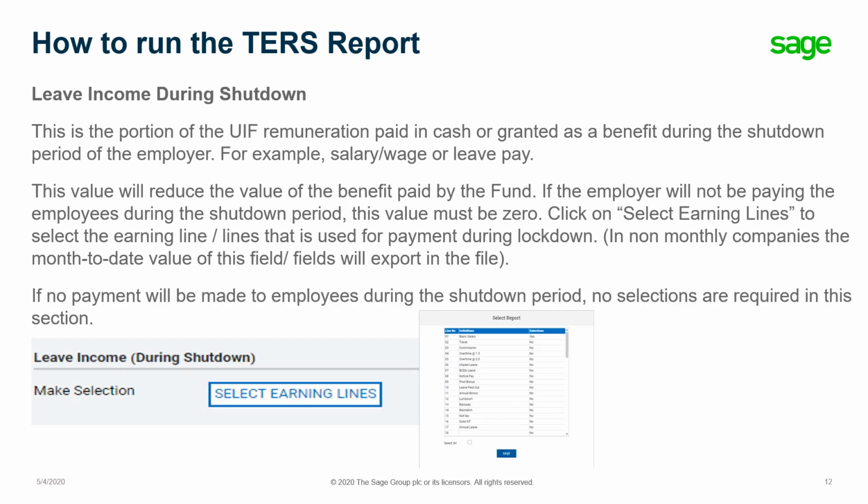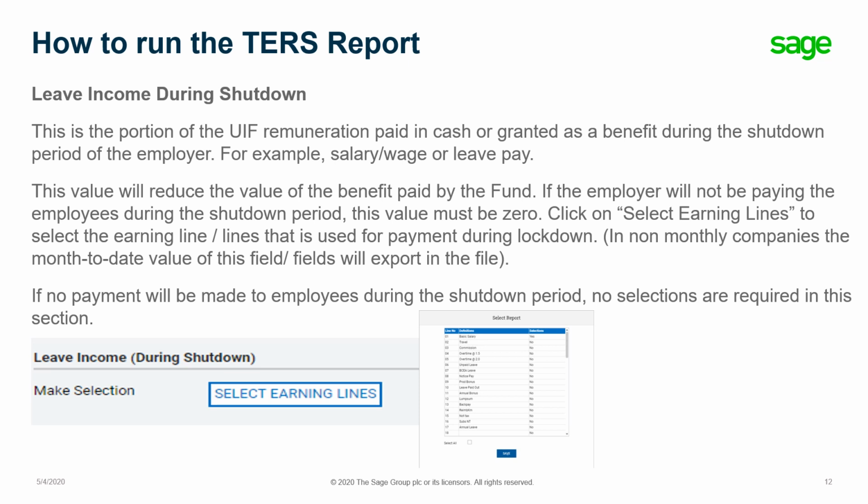Your leave income during the shutdown period. This is the portion of the UIF remuneration paid in cash or granted as a benefit during the shutdown period, as an example, the salary, wage or leave pay. This value will reduce the value of the benefit paid by the fund. If the employer will not be paying the employees during the shutdown period, this value must be 0.